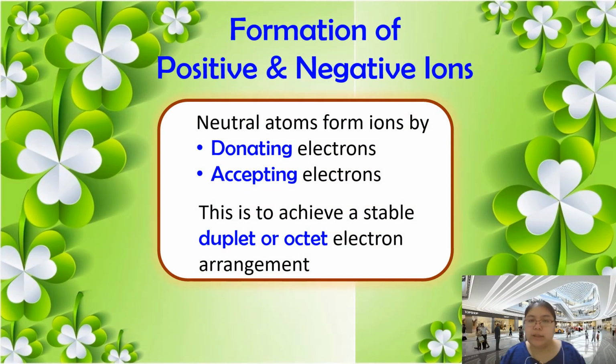Now we're going to see the formation of the positive and negative ions. How to form these ions? A neutral atom forms an ion by donating electrons or accepting electrons. So you either donate or accept. This is to achieve the stable duplet and also octet electron arrangement. Then we need to see what duplet and octet mean.